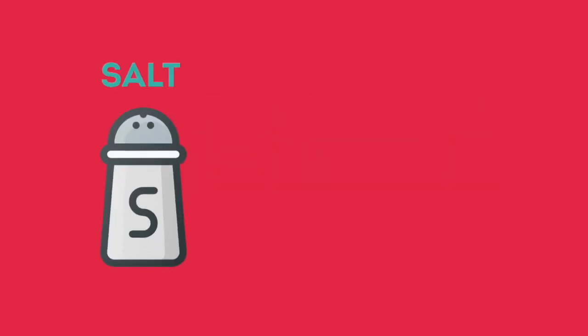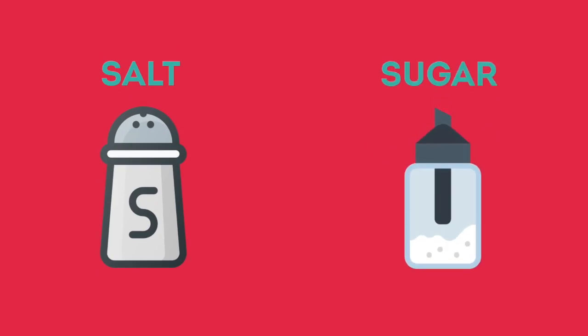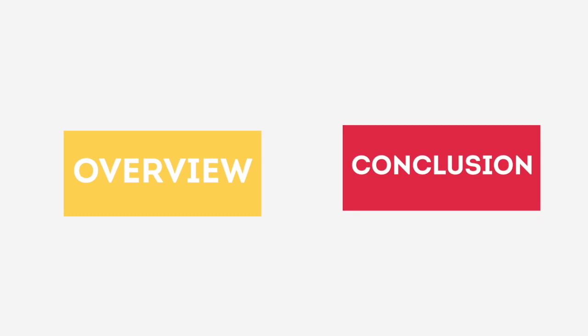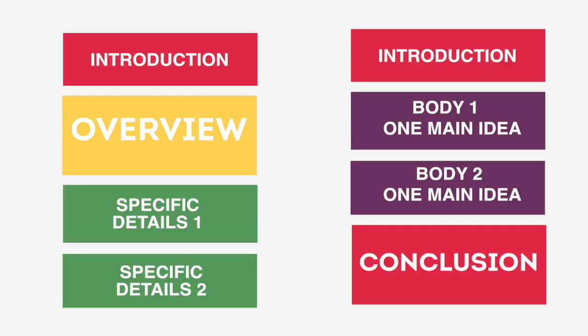Some things look similar but are not the same. Take, for example, salt and sugar. The overview and a conclusion might look similar, but they are very different. Let's find out how.